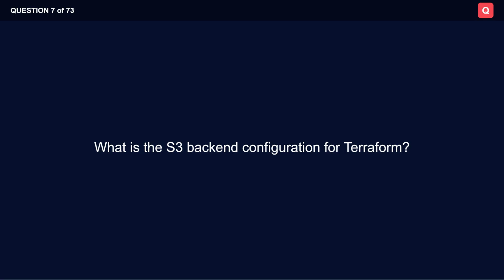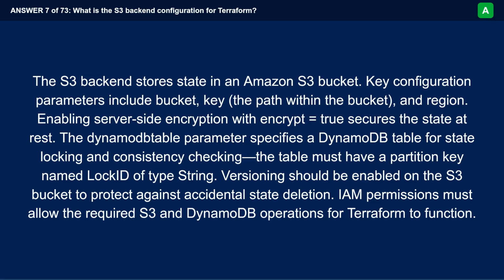What is the S3 backend configuration for Terraform? The S3 backend stores state in an Amazon S3 bucket. Key configuration parameters include bucket, key, the path within the bucket, and region. Enabling server-side encryption with encrypt equals true secures the state at rest.